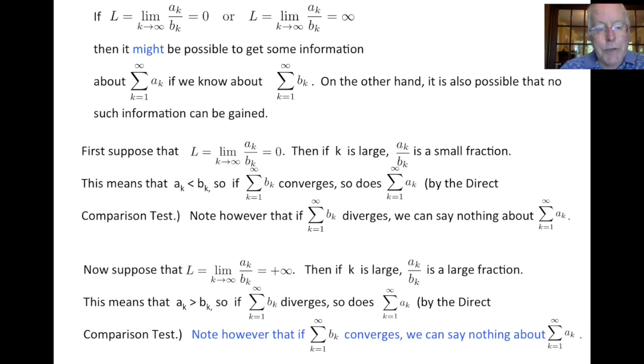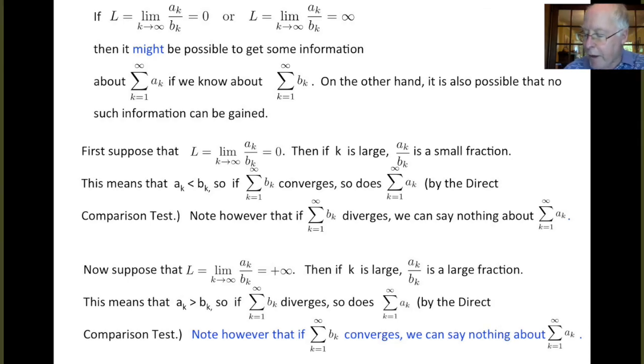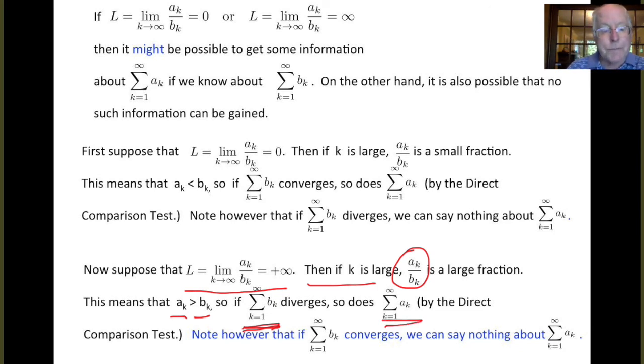You can get other information if that limit turns out to be infinity. So suppose the limit as k goes to infinity of AK over BK turns out to be infinity, as we see here. And that means if k is large, that AK over BK is big. It's a huge fraction. And so that means the numerator is bigger than the denominator. And so now we can say that if the lower term, the summation of BK, diverges, and the AKs are bigger, then the AK also diverges.